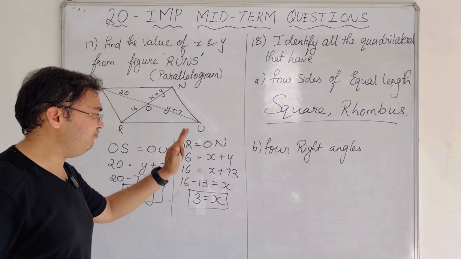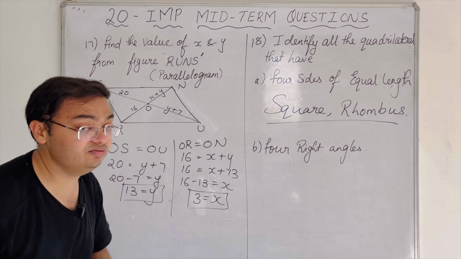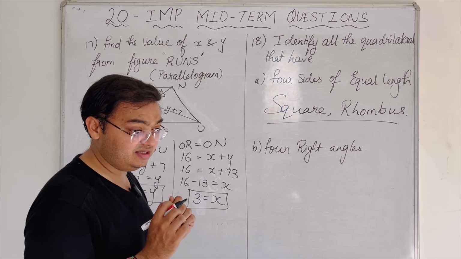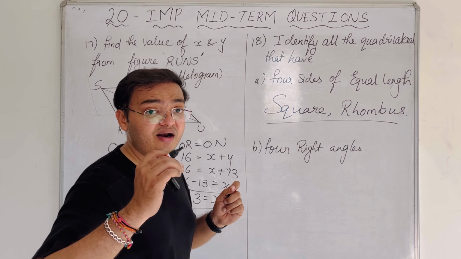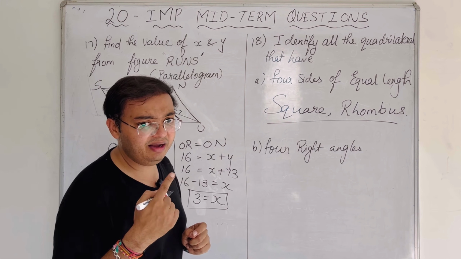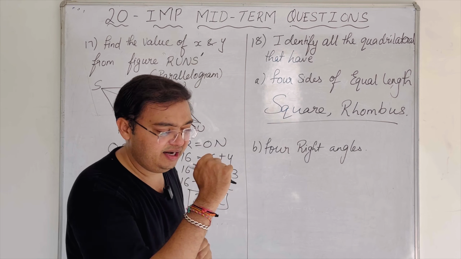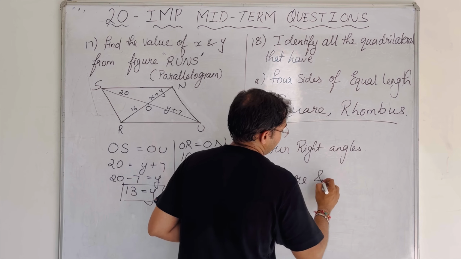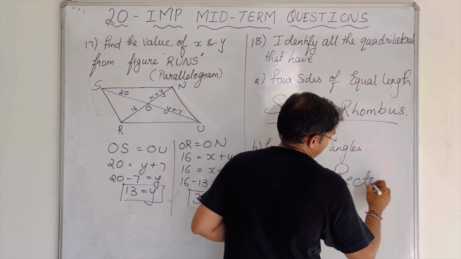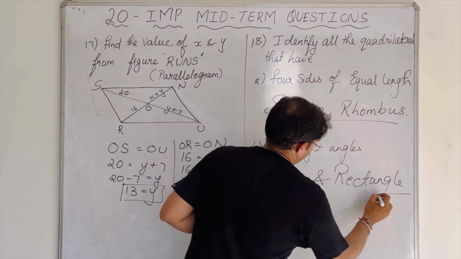Second sub-question: four right angles. We have to write the figure names whose all four angles are 90 degrees. All four angles should be 90 degrees. So the first one is the square, and the next is the rectangle. Is it clear to you?